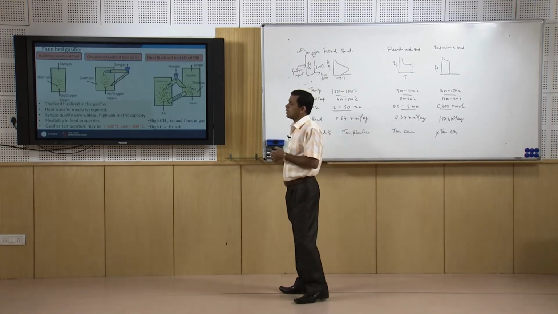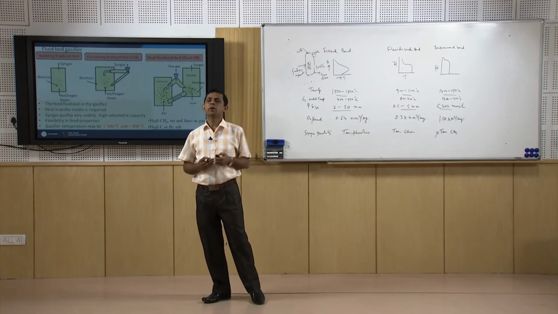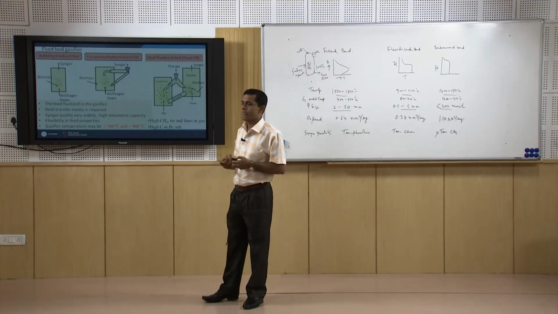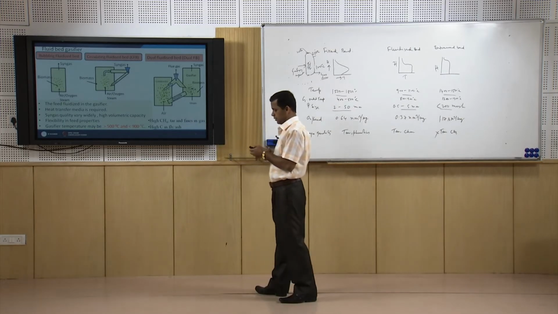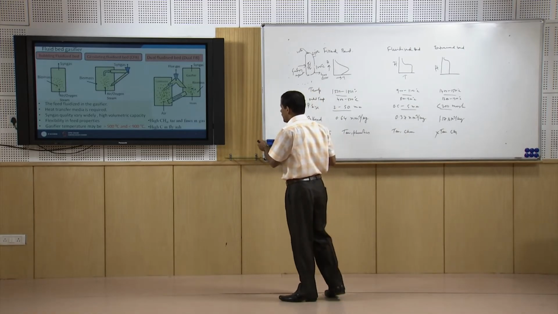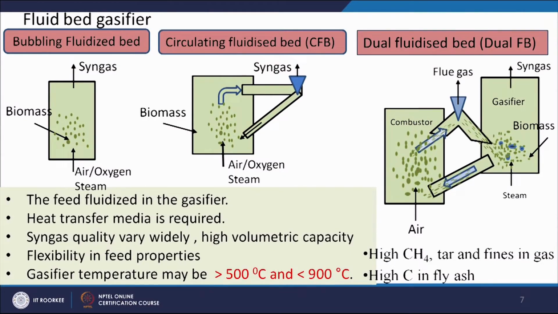This system has some advantages: it can produce a larger amount of syngas and handle a larger volume of gasification media. It also has some disadvantages: the quality of syngas is not that good. It has more CH4 or methane and some tar, and also high carbon or char particles in the syngas.